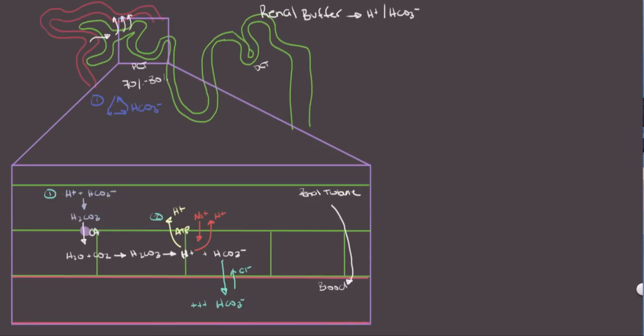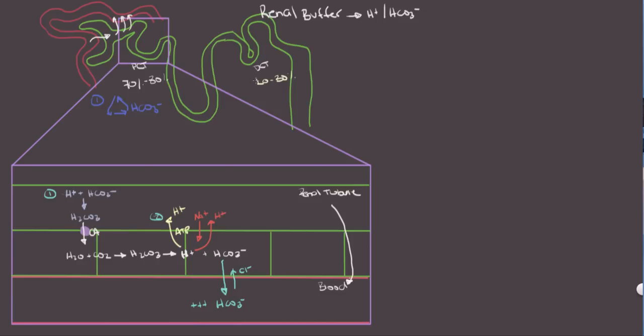Now that we understand how the proximal convoluted tubule plays a role in acid-base balance, we should take a look at how the distal convoluted tubule is going to pick up the rest of the responsibility for acid-base balance. Generally, the distal convoluted tubule is responsible for about 20 to 30% of our bicarbonate reabsorption, or 20 to 30% of our bicarbonate recycling.